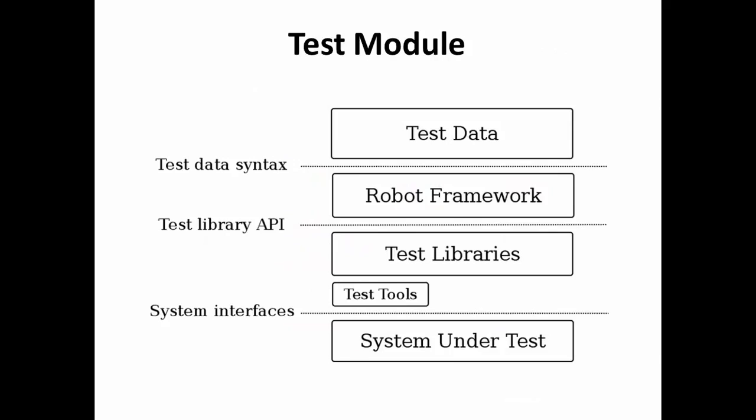The test module looks like this. Test data and Robot Framework, test libraries, test tools, and system under test. Once you have test data, you can define it in Robot Framework as variables or collection variables. You can import various test libraries and use any test development tools to use the library and its keywords. Then you can use the keywords to test the application under test.